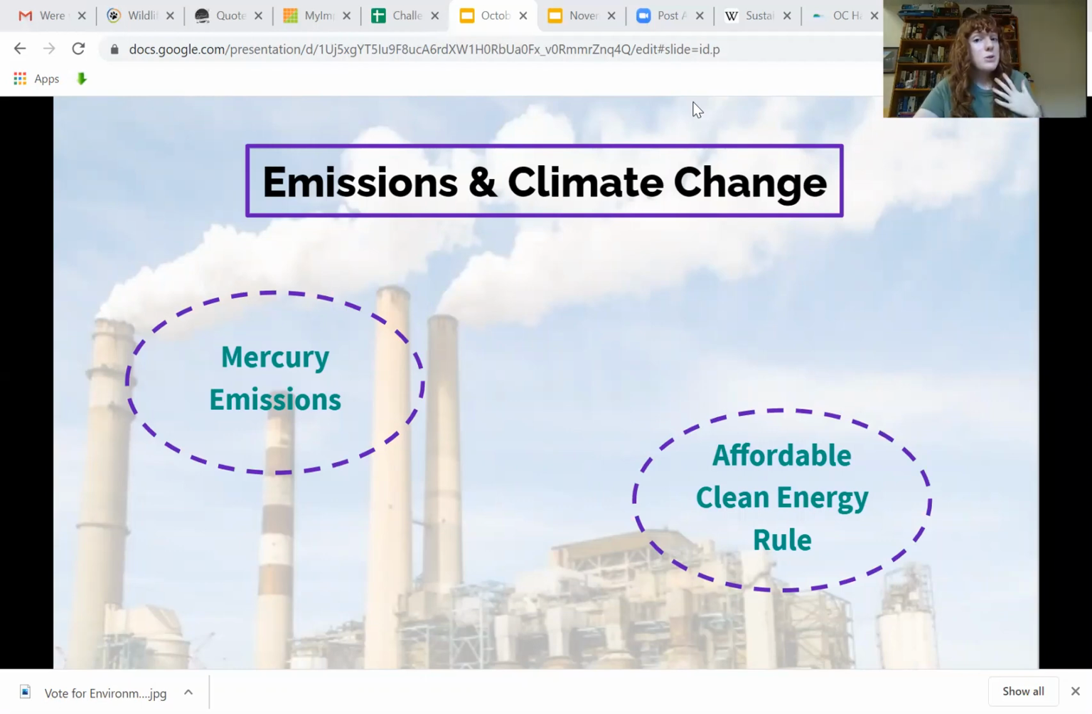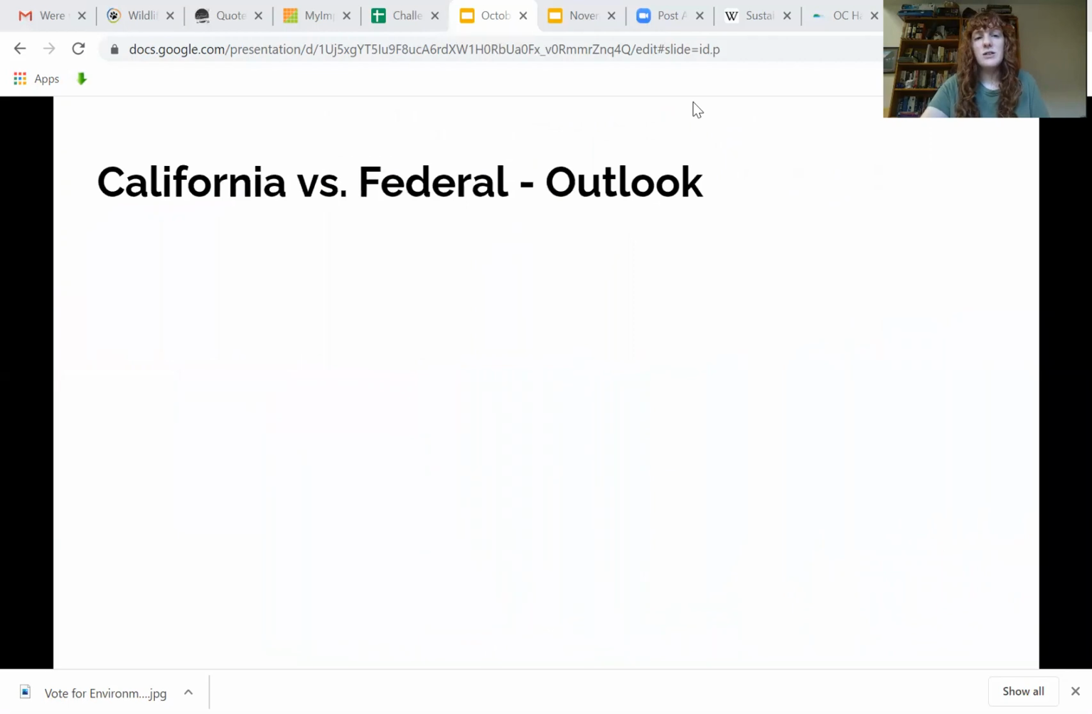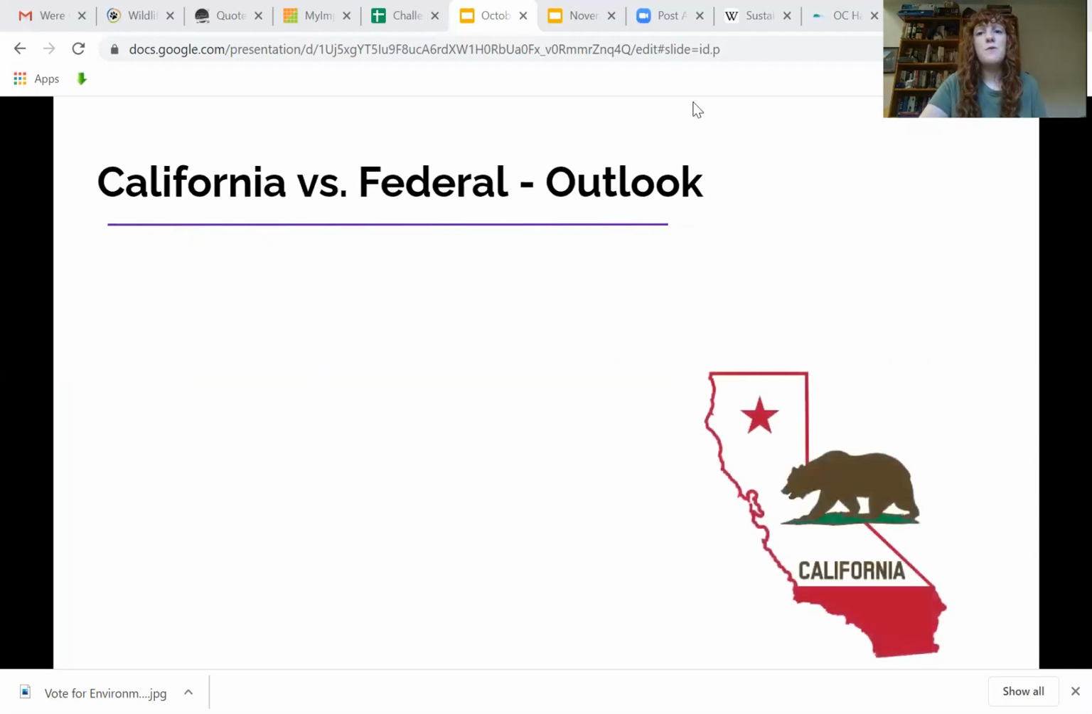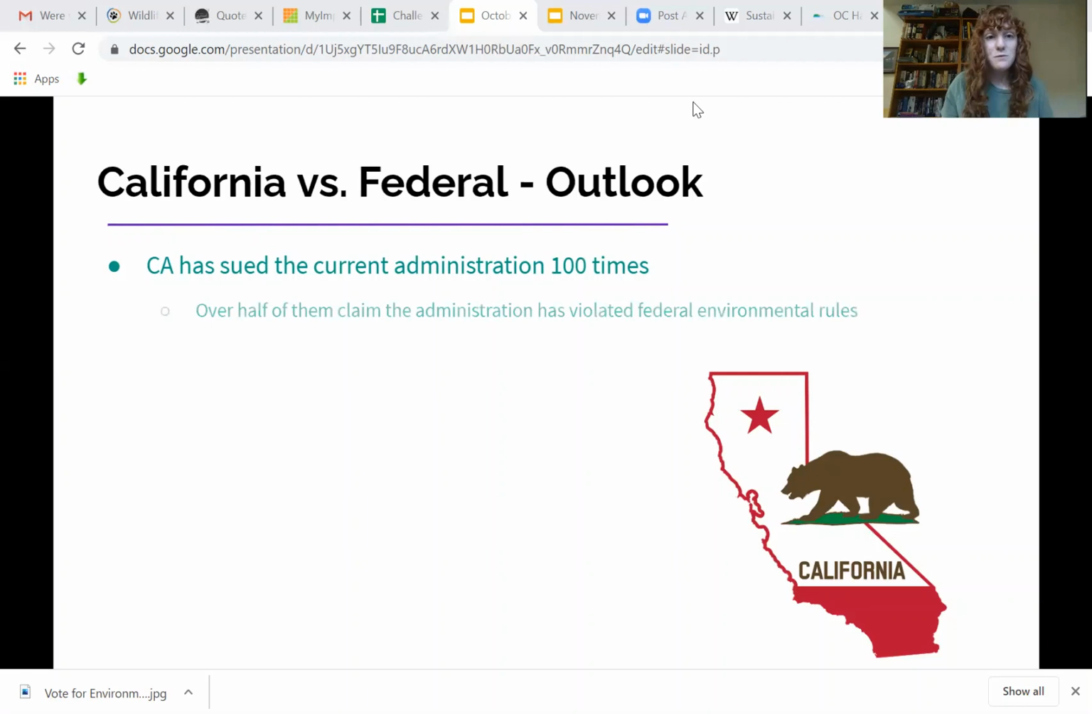So speaking of specific states' stances on the environment, we're now going to talk about California's outlook versus the federal government. So California has been fighting to keep higher environmental standards by suing many of the previously discussed changes. So in total, California has sued the current administration 100 times, and over half of those have to do with the environment, where California has claimed that the administration violated certain environmental rules.